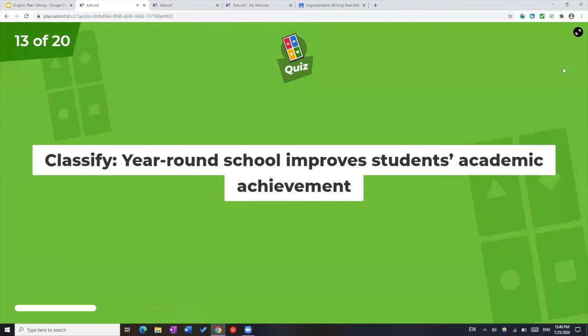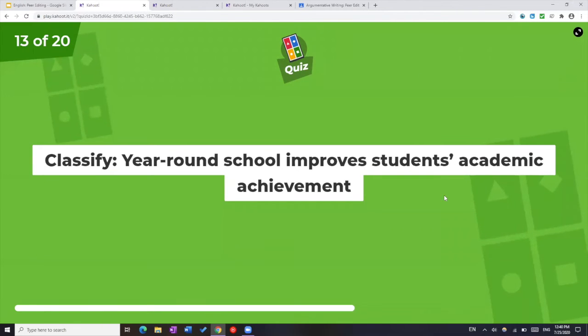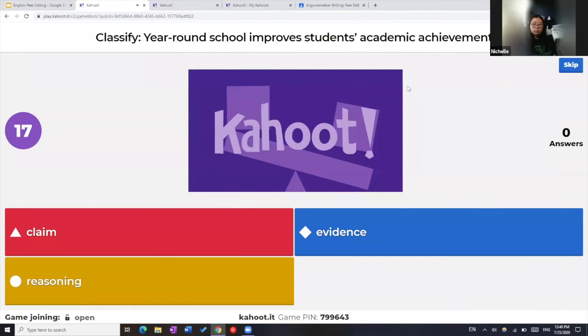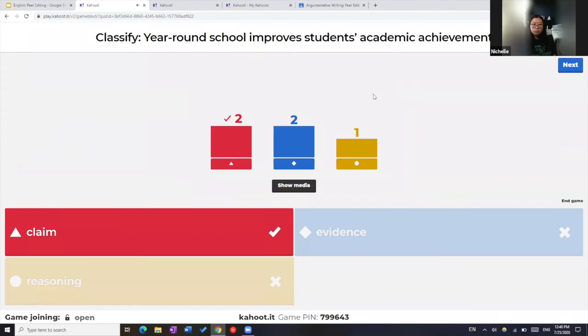Good job, Melissa. Okay, so for this set, the next few are going to be following this claim. So they're all going to be under the claim that year-round school improves students' academic achievement.